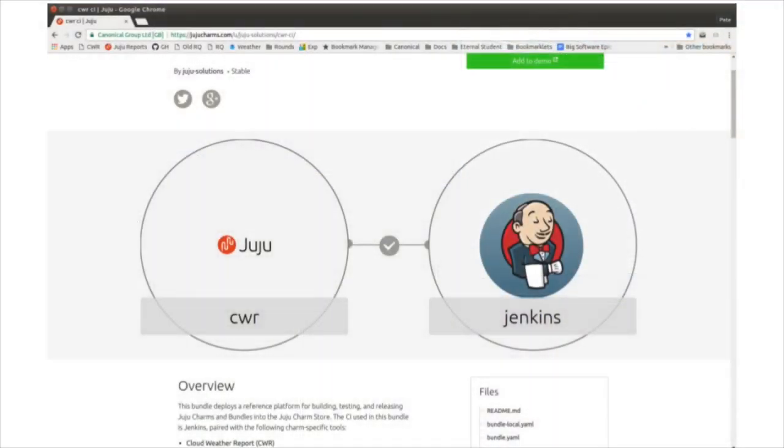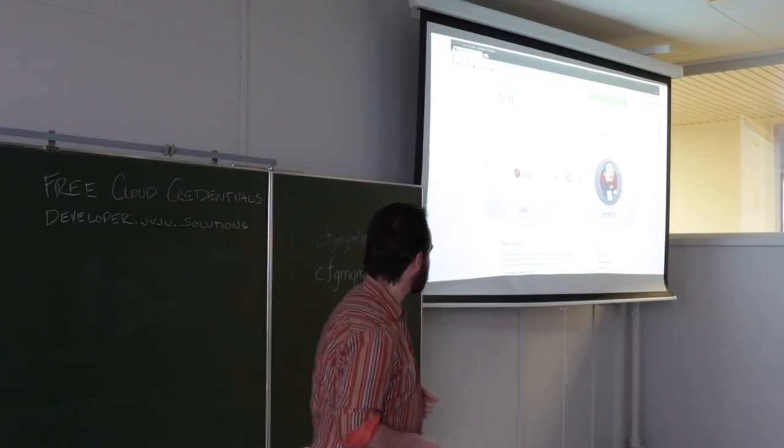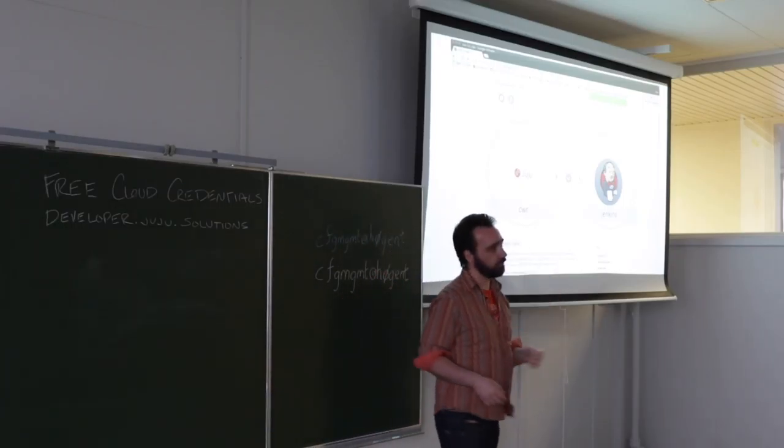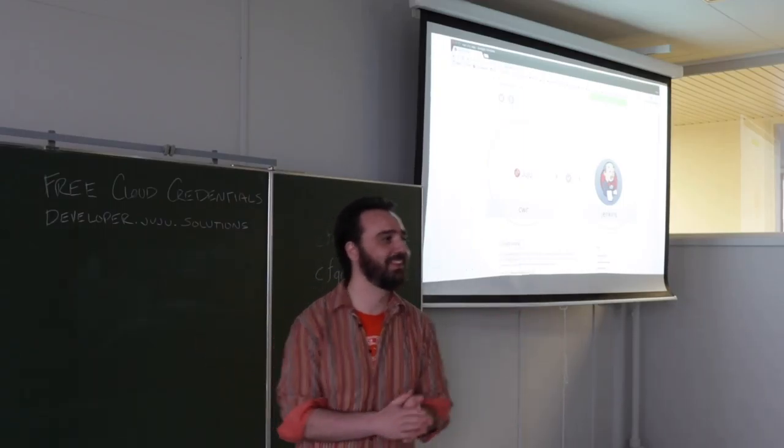We already have all these problems solved as far as giving the infrastructure, right? And we're Juju people. We can leverage all of the operations knowledge that has been encapsulated in a charm to just solve these problems. So this is our CWR CI bundle. CWR, I mentioned it before, is Cloud Weather Report, and we put it in a charm. And Jenkins, yay.